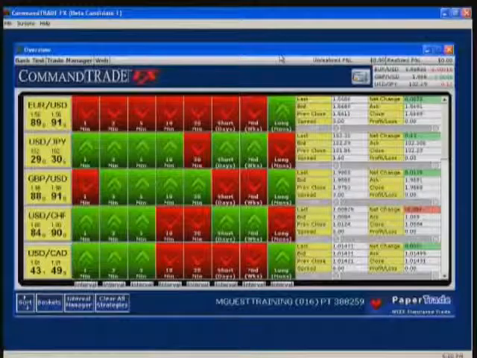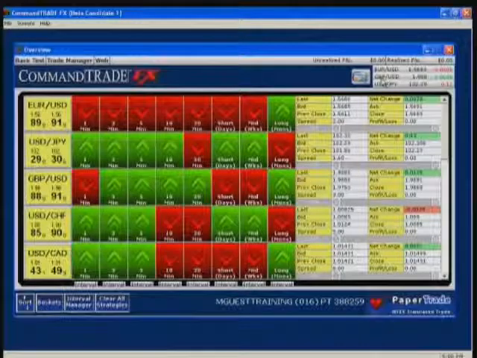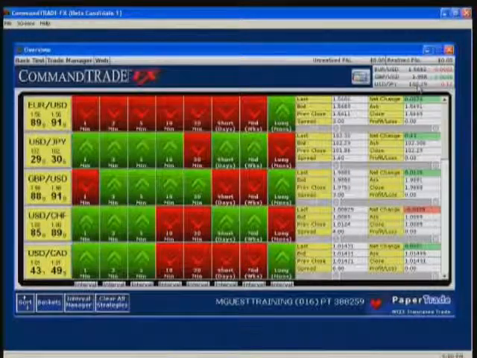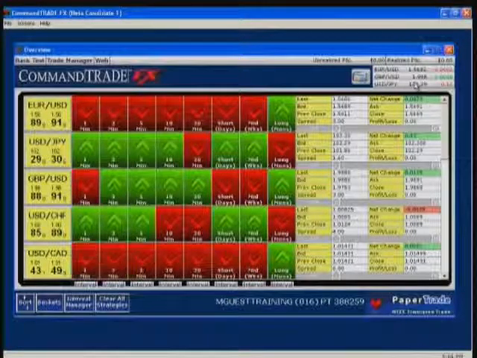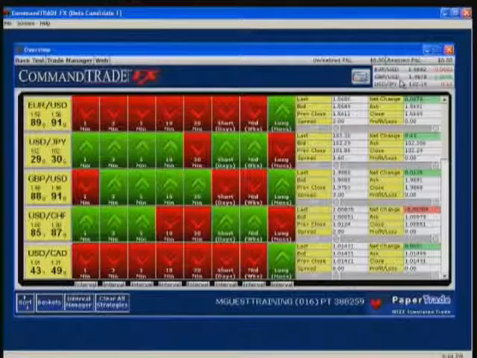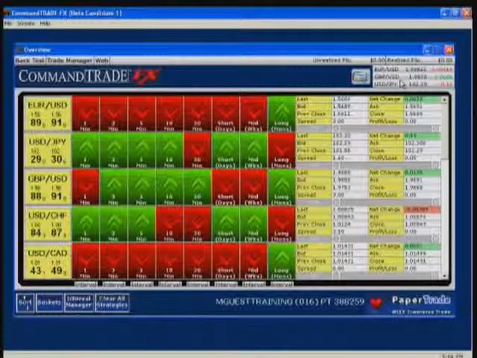Here she is, CommandTRADE FX. We're going to start off in the top right-hand corner of your screen, where you'll see the Euro dollar, British pound dollar, and dollar yen pairs. These are the major currency pairs, and they tend to be the most liquid pairs out there. So we put them right there in the top right-hand corner, so at a quick glance you can see exactly what's going on in the currency markets. Makes sense?